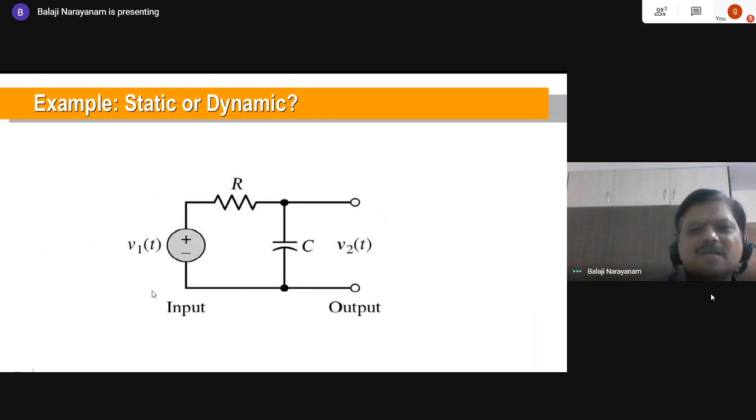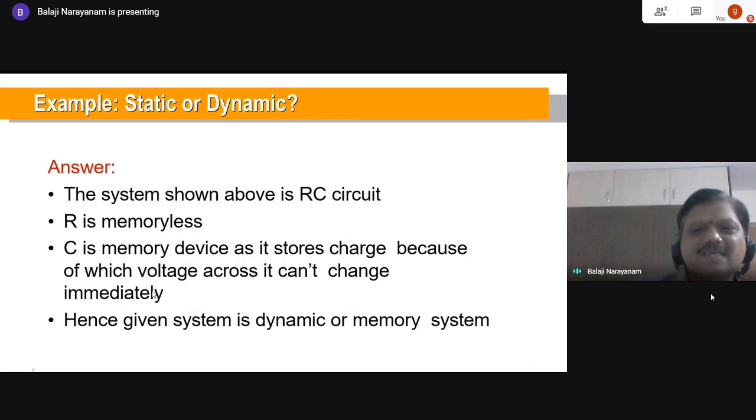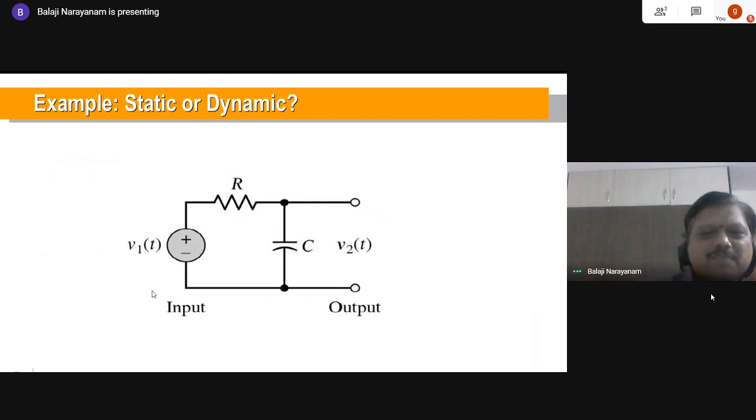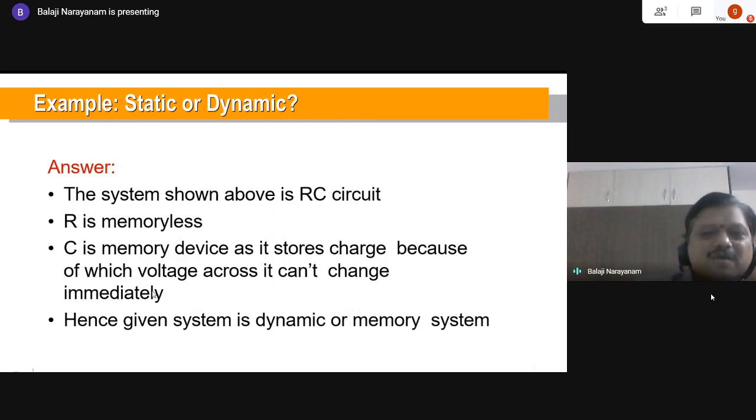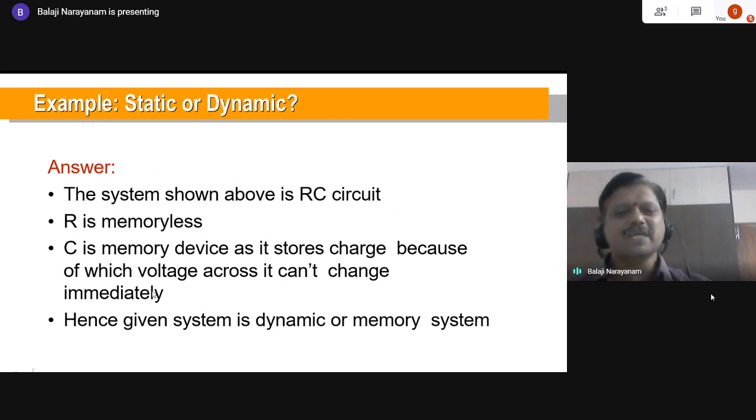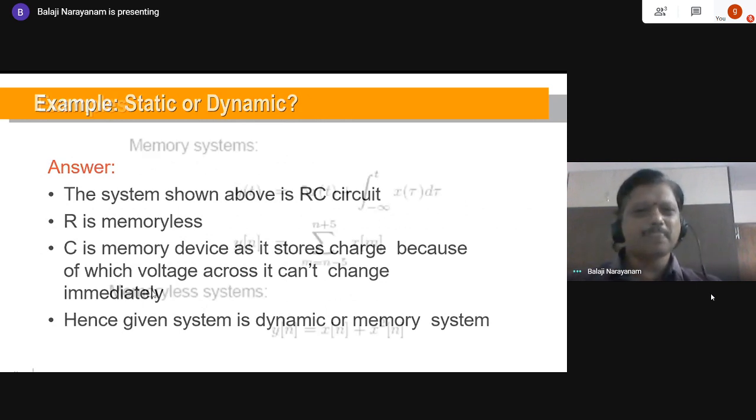So you have the capacitance here. The capacitance is a storage element. Okay, capacitance is a storage element. So the capacitor, when the power is on, it charges, and when power is off, it discharges. So the system shown above is an RC circuit. Resistance, of course, is memoryless. C is a memory device as it stores the previous charge, because of which voltage across it cannot change immediately. Hence, the given system is a dynamic or a memory system.